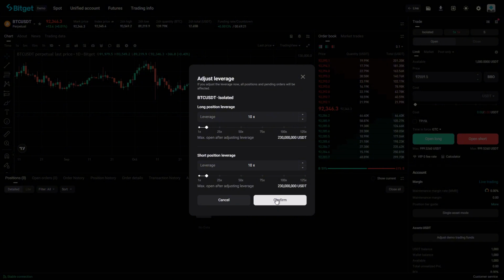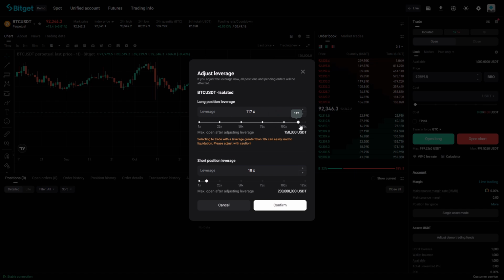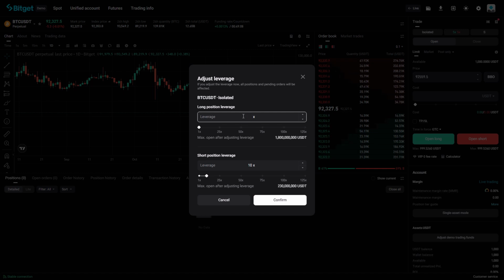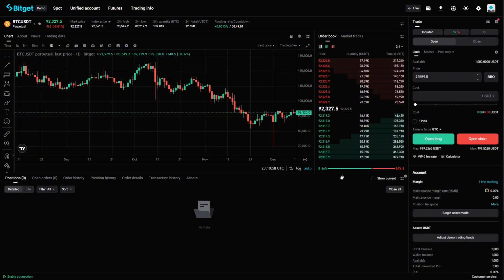On Bitget, you can choose your leverage level. It goes all the way up to 125 times. But let me be very clear, if you are using anything above 10 times, you are gambling, not trading. I personally stick to 2 to 5 times leverage, and I recommend you do the same, especially if you are a beginner. Now, before you place a trade, you need to choose your margin mode.